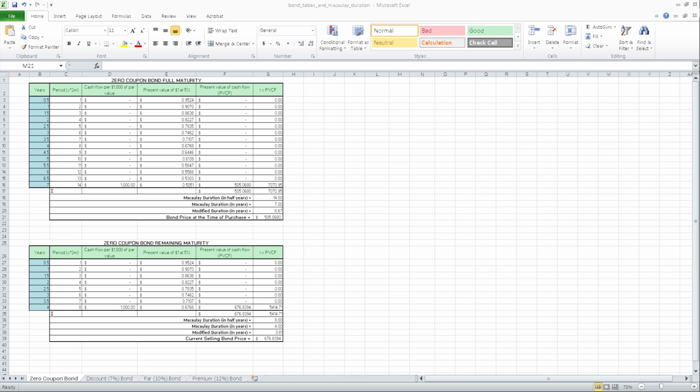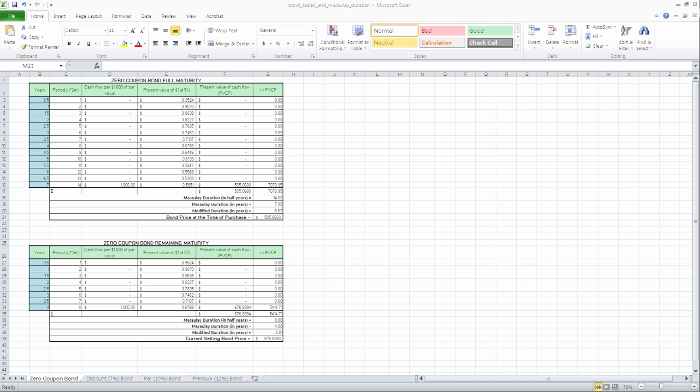Today, a quick tutorial on bond tables and Macaulay duration. I hope I'm saying that right. Anyways, we're taking a look at a zero coupon, a discount, a par, and a premium bond. We're going to look at the differences, and we'll see how to construct bond tables using Excel. That way we can calculate the bond price at the time of purchase, the Macaulay duration, the modified duration, and the present value of cash flows for different types of bonds.